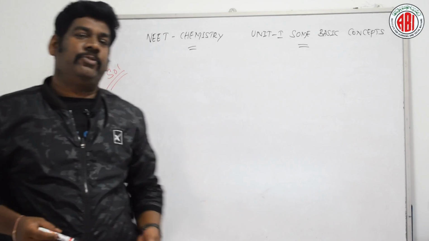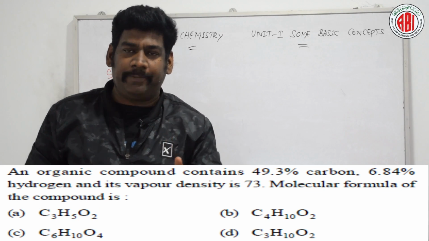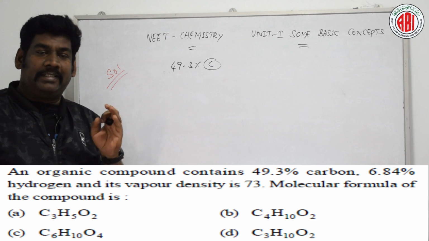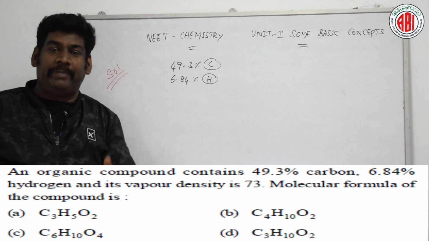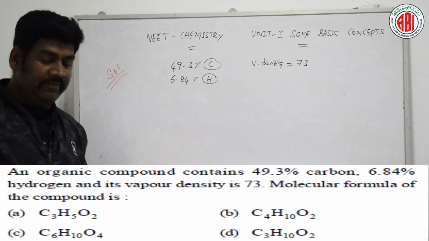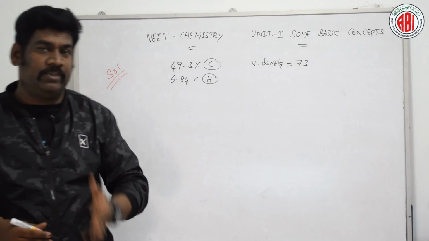Now look at the next question: an organic compound contains 49.3% of carbon and 6.84% of hydrogen, and its vapor density is given as 73. Find the molecular formula of the given compound. Here are 4 options. Let us see how to solve this problem.